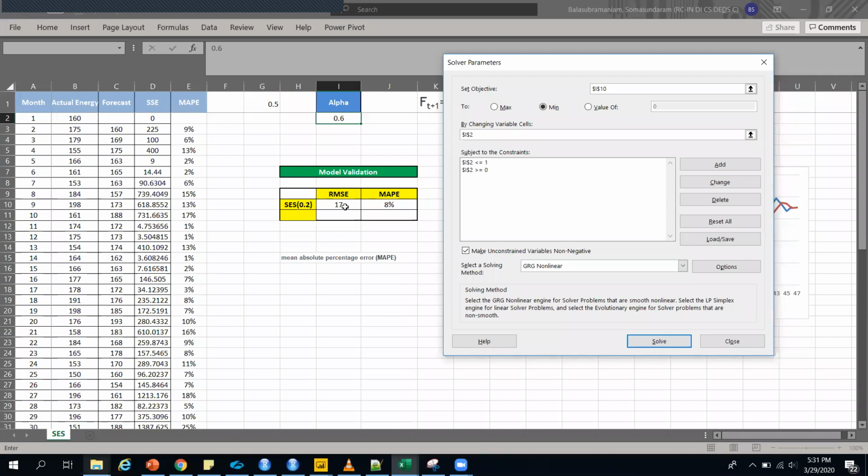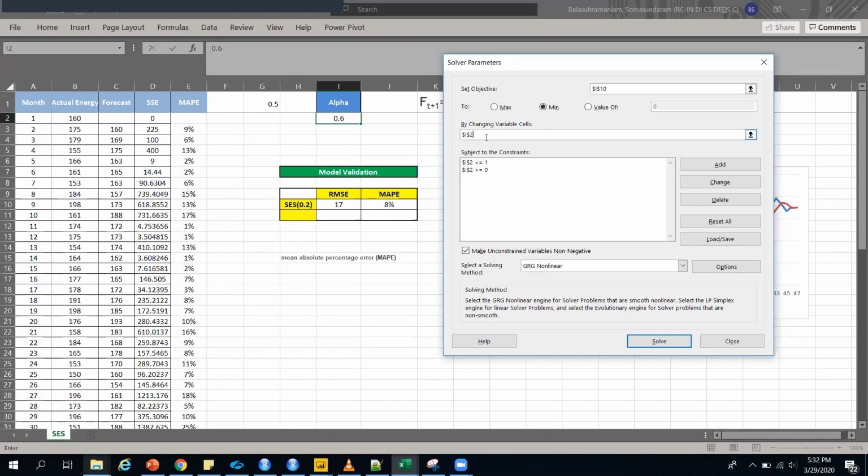I want I10 to be minimum, as low as possible, and to do this I will change I2, which is my alpha value. If I just say, find me a value so that I get a very small RMSE, sometimes it will give some value like minus 1 also. Who knows? Or sometimes it will go even more than 1.